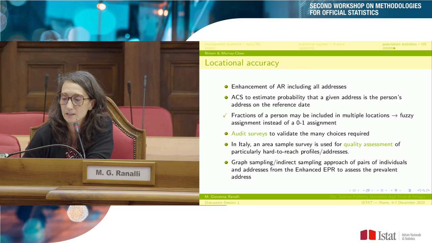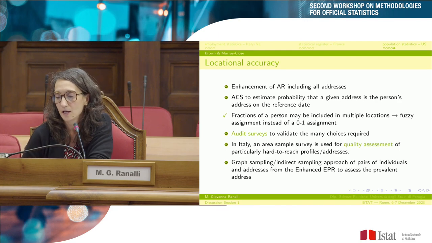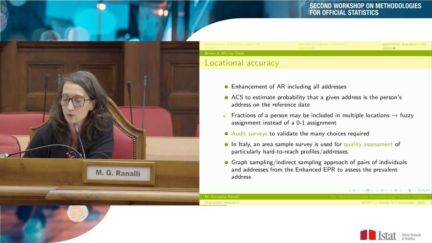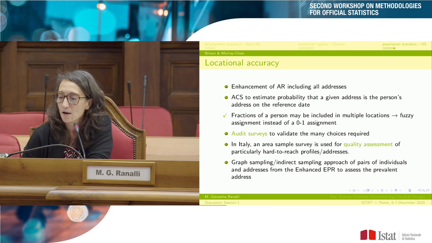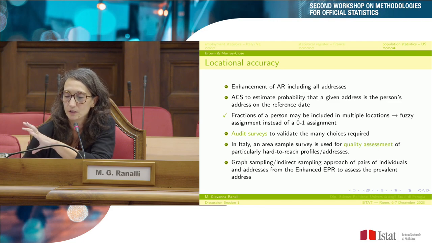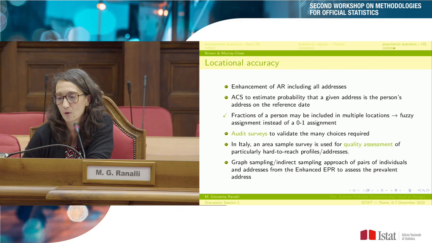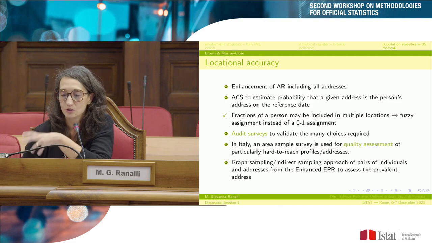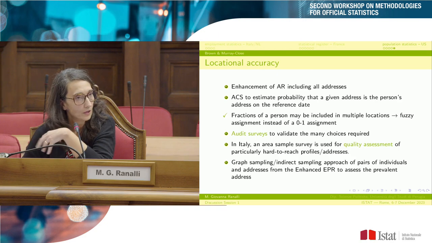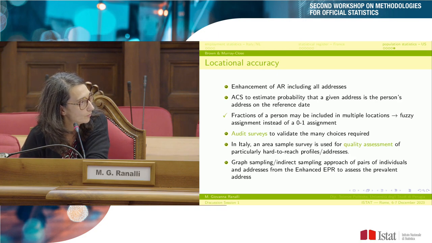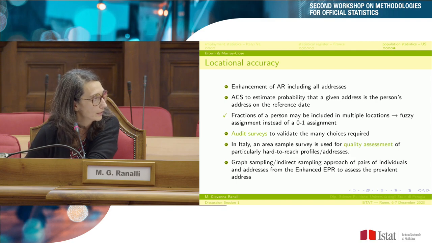On this perspective in Italy, an area sample survey is used for quality assessment, particularly of hard-to-reach profiles and addresses. And recently at one of the advisory boards, we've also discussed the possibility of using graph sampling or indirect sampling to sample pairs of individuals and addresses from the enhanced register to assess which is the prevalent address. And so there is common research going on among countries that could usefully be exchanged.